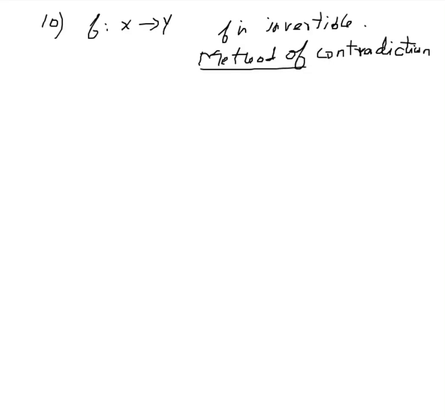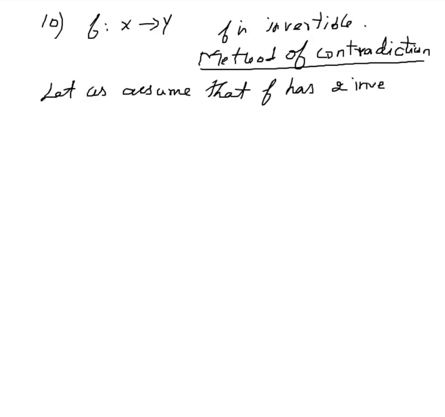What is the method of contradiction? We will assume a wrong thing, we will get a wrong answer, so we change our assumption. Here we have to show that f has a unique inverse. Let us assume that f has more than one inverse. So let us assume that f has two inverses, g1 and g2.